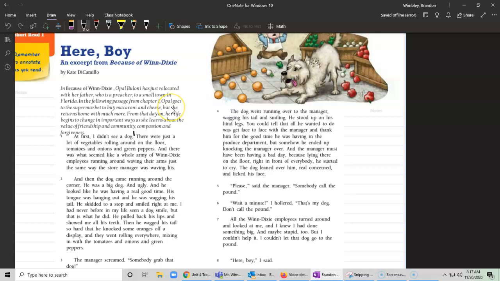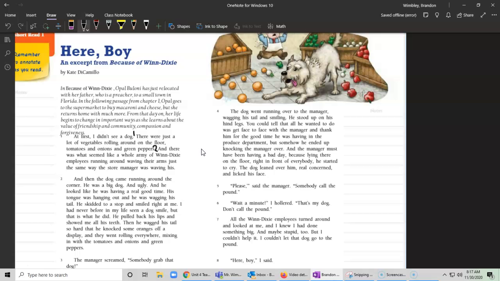Ta-da! There's my number one. The second sentence says that there are vegetables rolling around the floor. This is unusual. Normally we have vegetables in those bins. So this might be an important event. I'm going to label it two, because I think it's some kind of disturbance. So all this stuff rolling around on the floor.